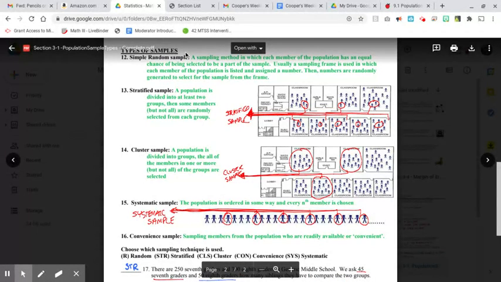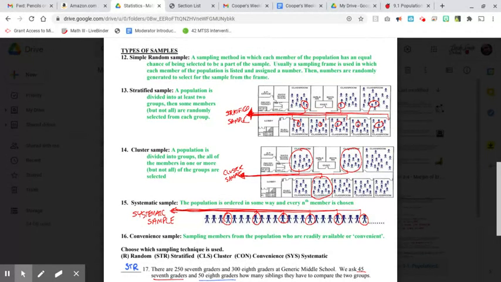It is a sampling method where each member of the population has an equal chance of being selected to be in the sample. Usually a sampling frame is used where each member is listed and then assigned a number, and then numbers are randomly chosen. For instance, everybody's number or name might be put in a hat. You might use a random number generator and just pick numbers, but everybody has an equal chance is the big thing in a simple random sample.